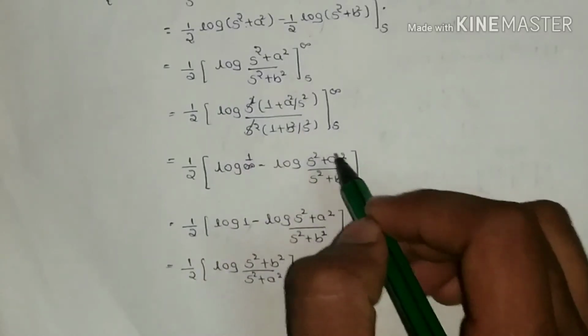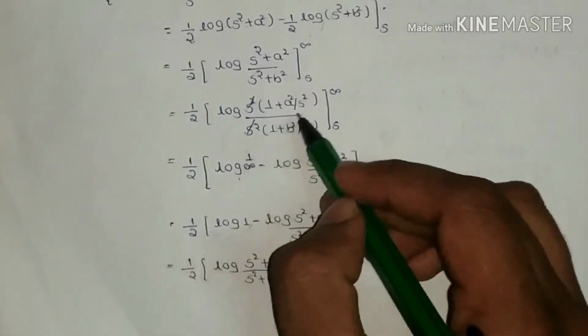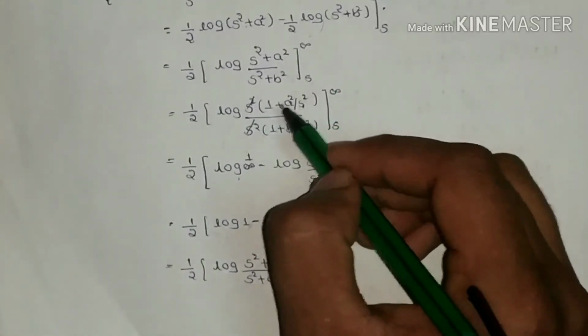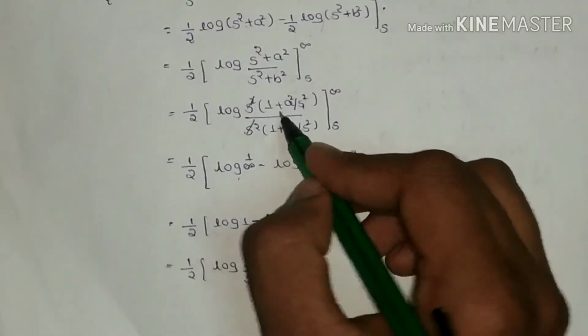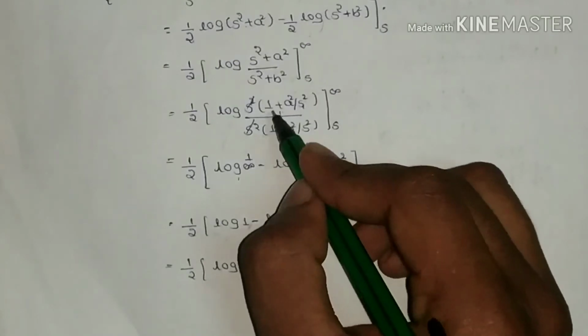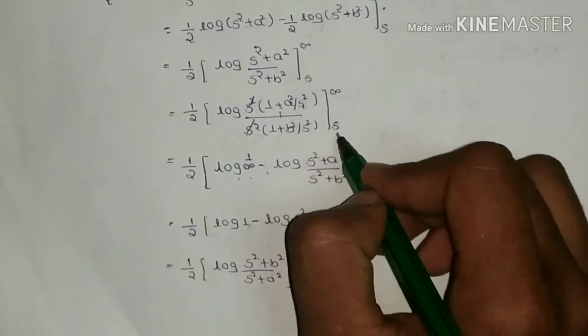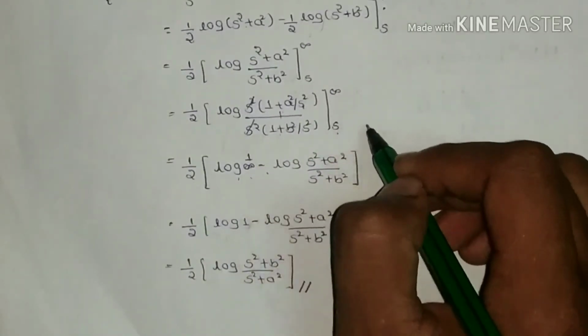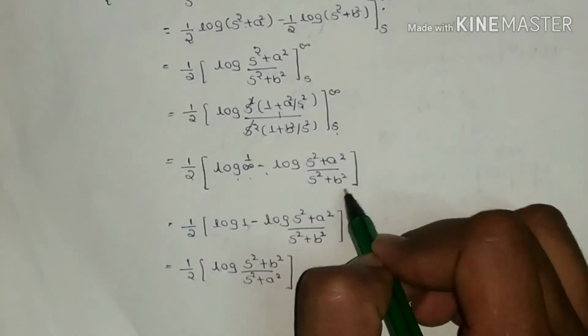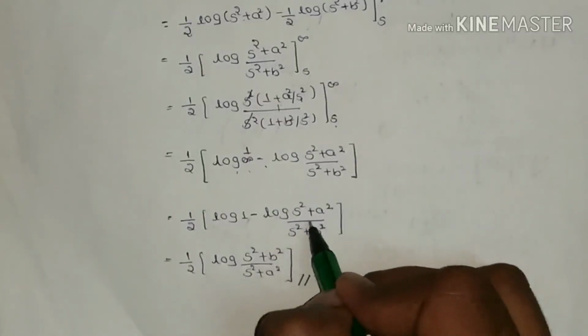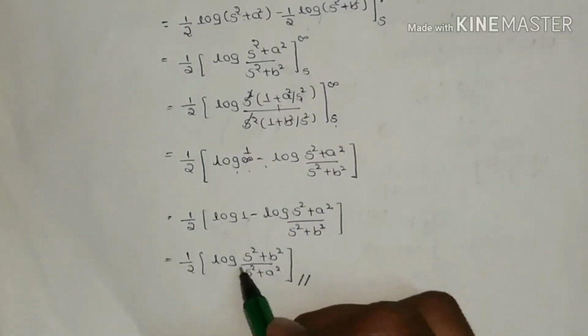So first, wherever s is there, put the value of infinity. Where s square is there, 1 plus a square divided by infinity, anything divided by infinity is 0, plus 1. Similarly in the denominator, 1 plus 0 is there, so log 1, minus, and here wherever s is there, put the value of s, so it does not change. Take the LCM and it becomes s square plus a square divided by s square plus b square. Here log 1 is 0 minus log of s square plus a square divided by s square plus b square.